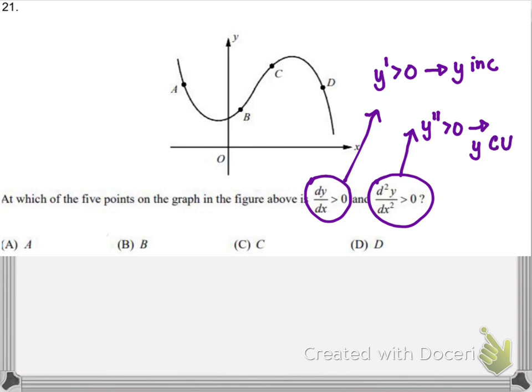Okay, I can eliminate choices A and D because they are obviously decreasing there. So I have either B or C. They're both increasing, but when I take a look at the shape of the curve, letter B is definitely concave up, and letter C is concave down. There's a point of inflection somewhere between B and C. And that is our answer.